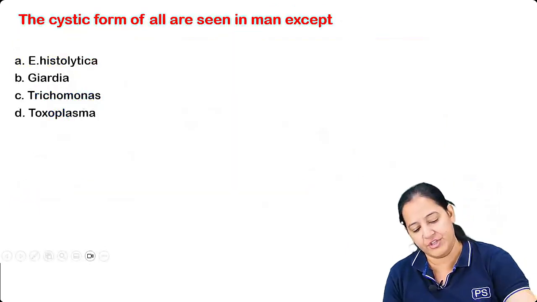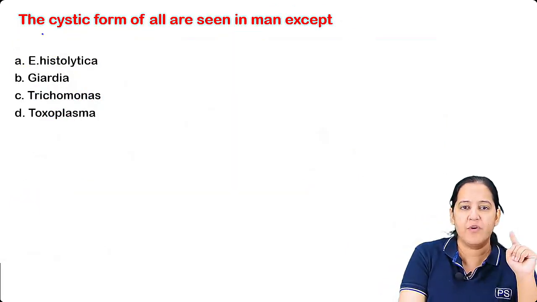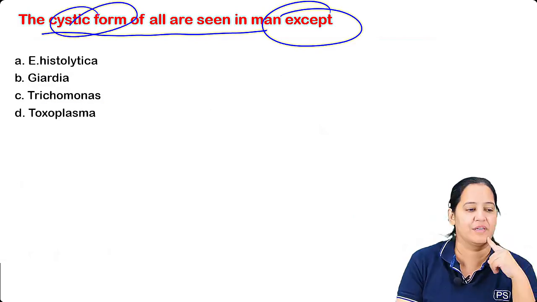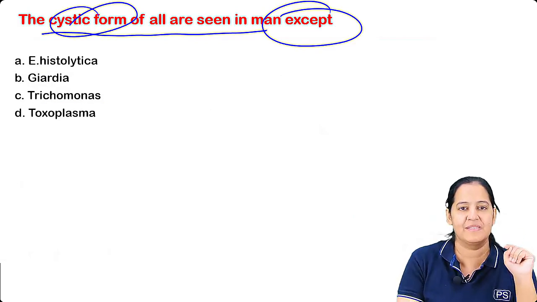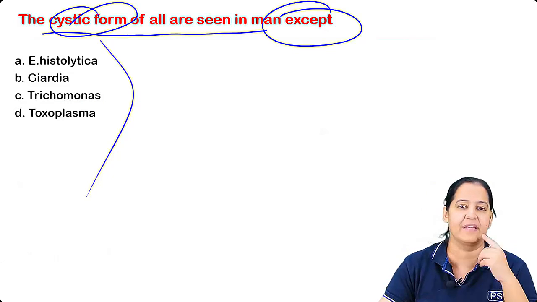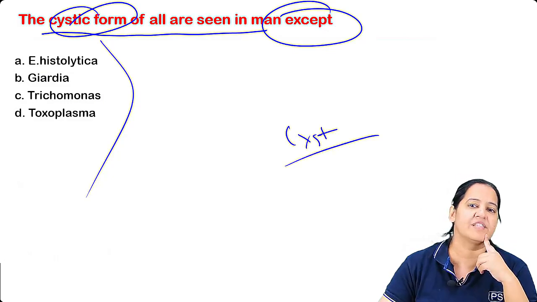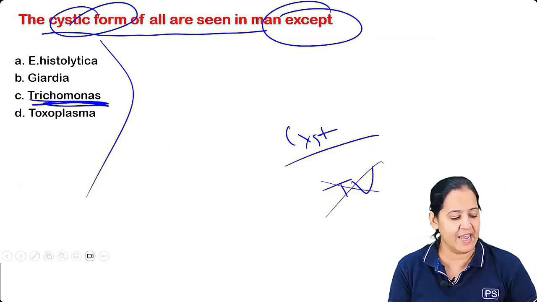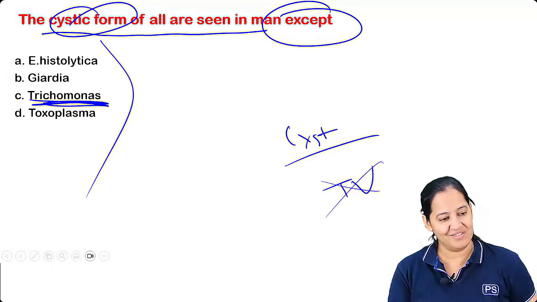Okay, read the question. Tell me the answer. The cyst form is present in all the parasites except. Tell me only one parasite in which cyst is absent. Cyst is absent in Trichomonas vaginalis. So the answer is C, and you all are right.